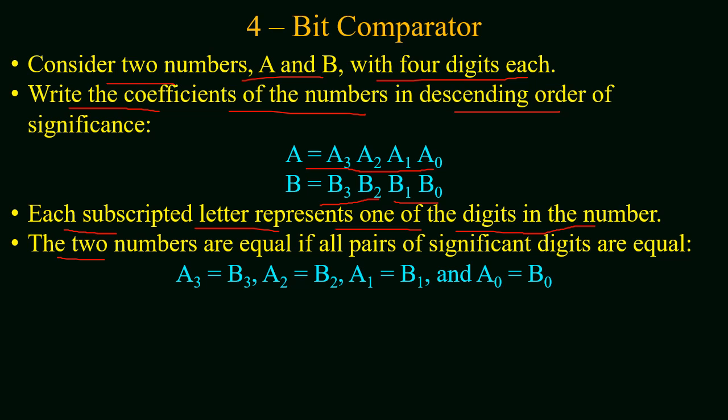Now the two numbers are equal if all the pairs of significant digits or significant bits are equal, like A3 must be equal to B3, A2 must be equal to B2, A1 must be equal to B1, and finally A0 must be equal to B0. If these equalities are valid, then the two given numbers are equal.